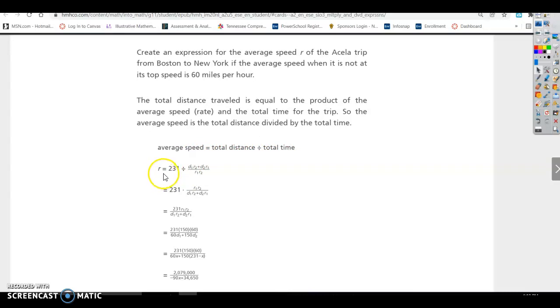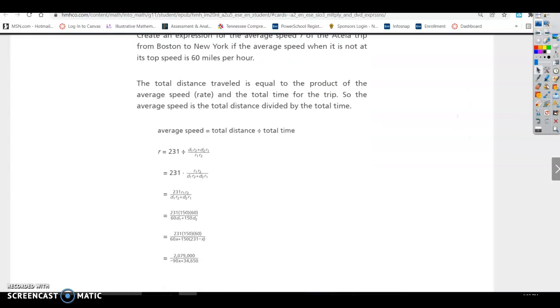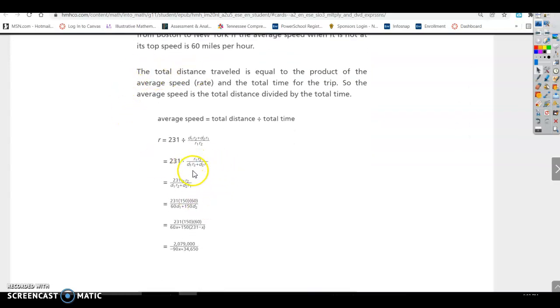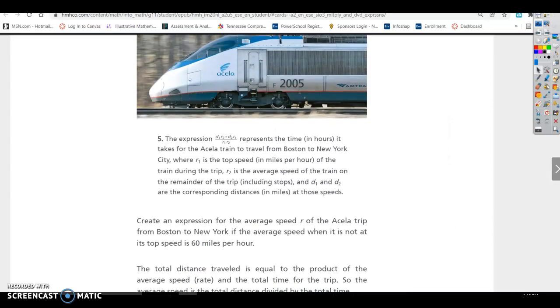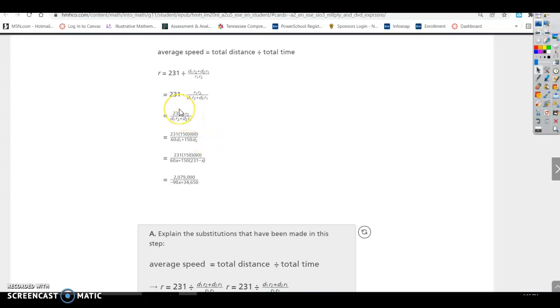So we're going to have R equals 231. Your total distance was given, 231 miles in the picture here from Boston to New York. And then this expression here was given for total time. So it says this right here represents time in hours. Okay, so that was given as well. All right, so if we take this total distance divided by total time, we can multiply that by the reciprocal of the second fraction, and that way it's multiplication. That way it's much easier to work with.